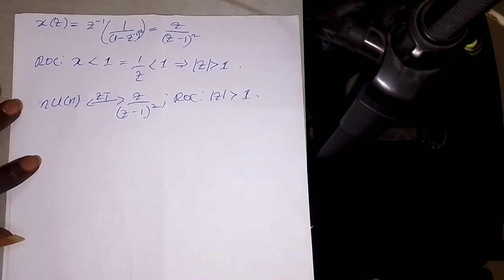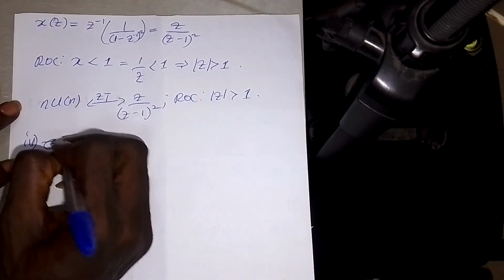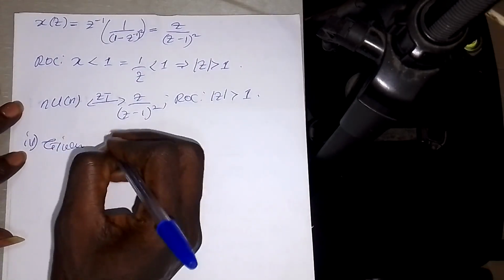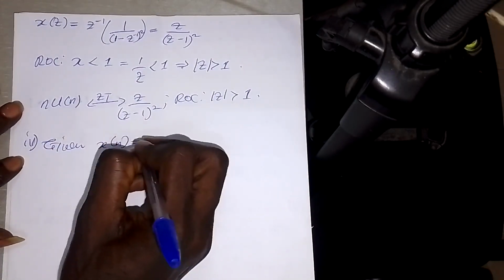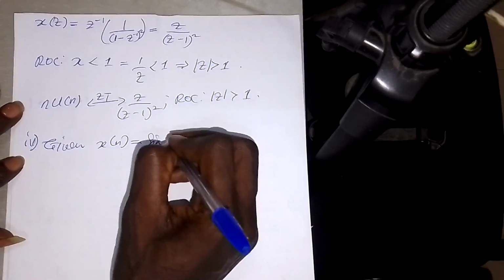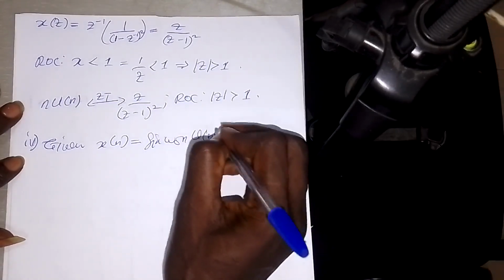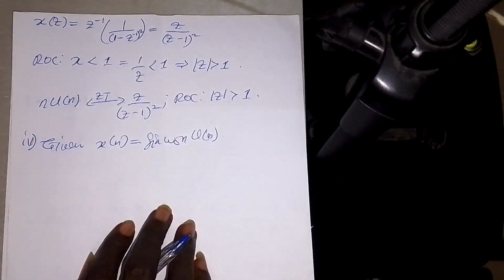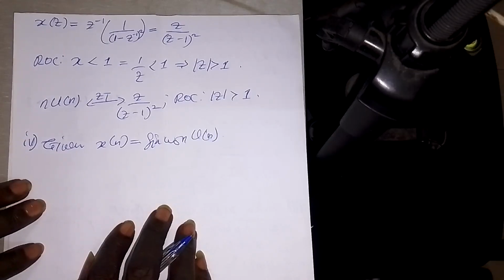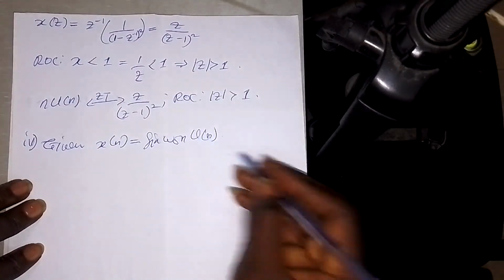Let's go to the next one, which is number 4. So number 4, we have (iv), and we are given x of n equals sine omega naught n into u of n. So u of n is a unit step sequence. It's telling us where our signal will begin, and u of n means that n is greater than or equal to 0.